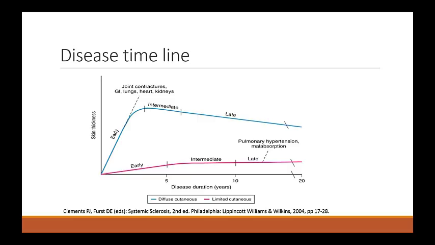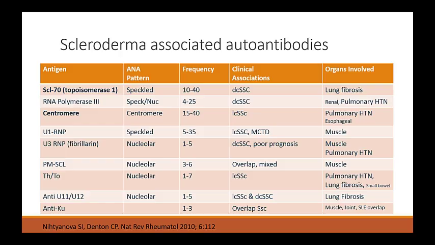This is a little bit of just a time course for how the disease progresses. You'll see that this is plotting of the skin thickness and years. And you'll see that early on, the diffuse disease, which is in blue, has a lot of skin thickening noted early on in disease, and not so much with the limited, as you would expect. But what's important to note is that the multi-organ involvement is seen earlier on within the disease of diffuse, as opposed to later on within limited. And again, to highlight, it's more pulmonary hypertension in limited and more likely to be ILD in diffuse.